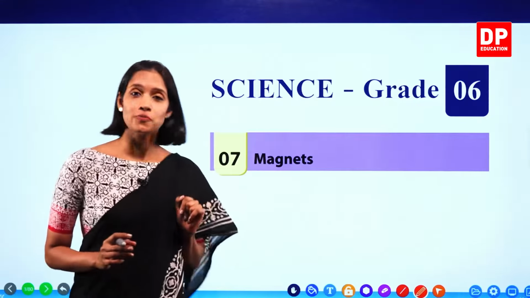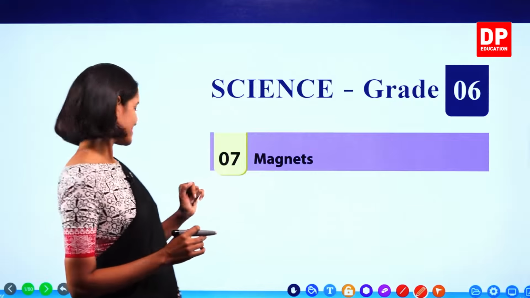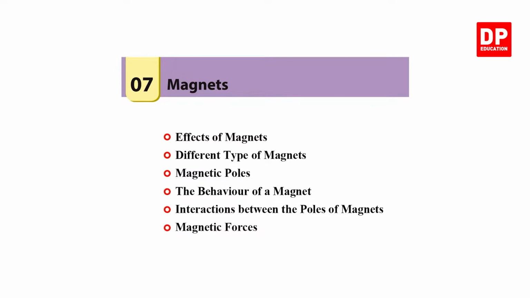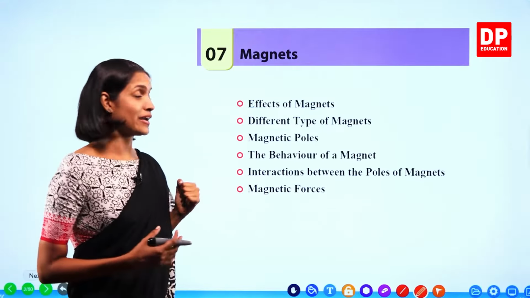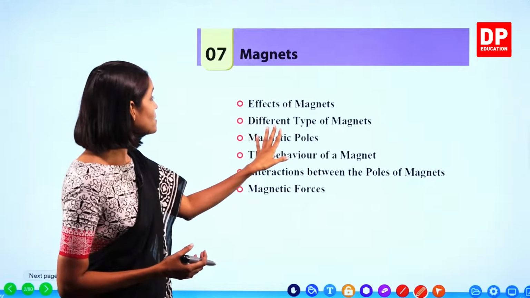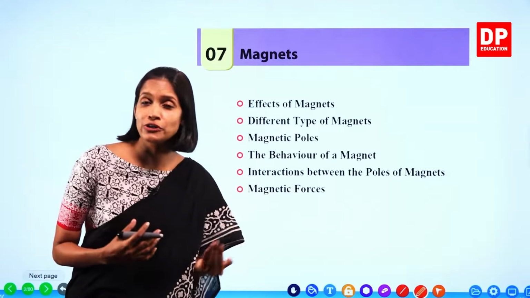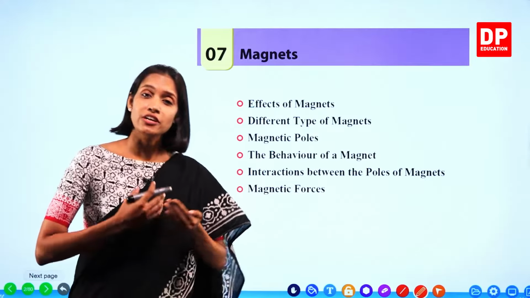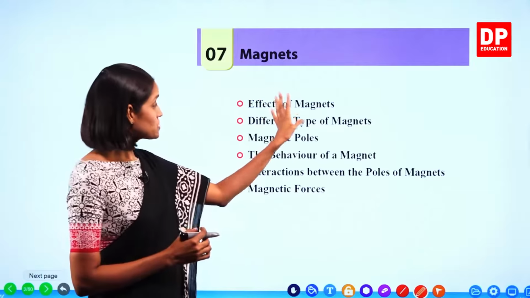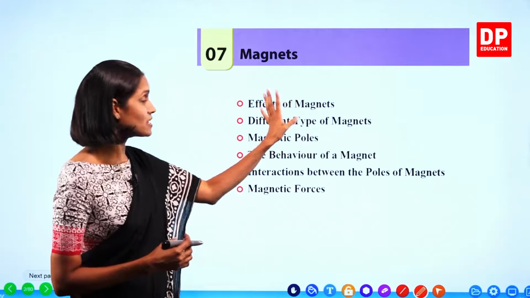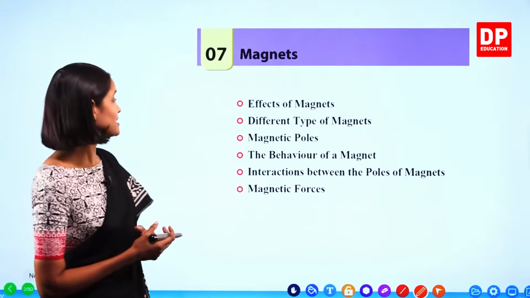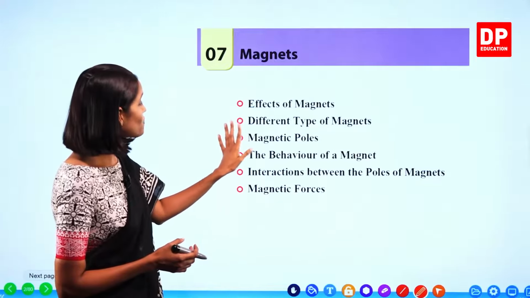So let's see what topics we are going to learn under this lesson. These are the topics, children. Effects of magnets: we are going to learn how magnets behave and what the different effects of magnets are. And different types of magnets. There we are going to learn that there are different types of magnets, according to their shape and according to their use. And we are going to learn about magnetic poles.